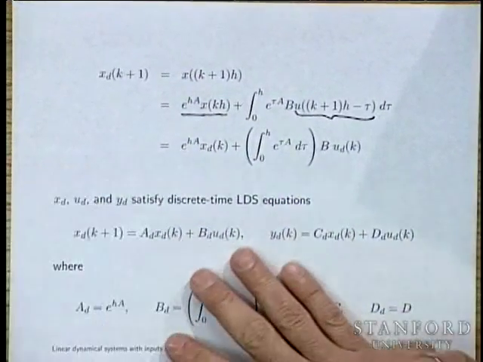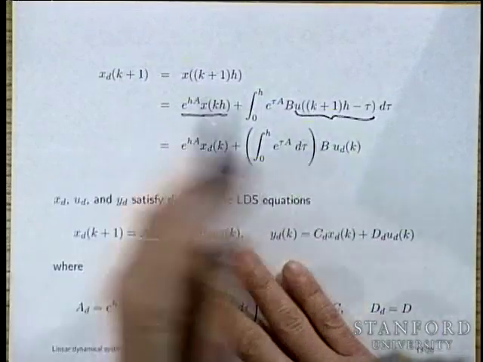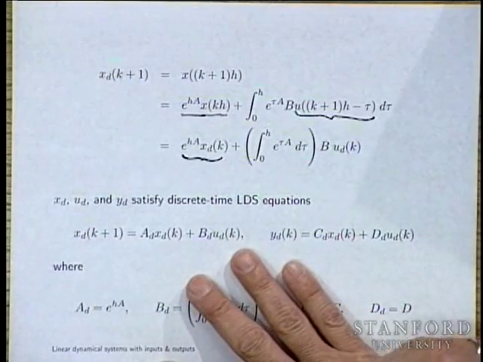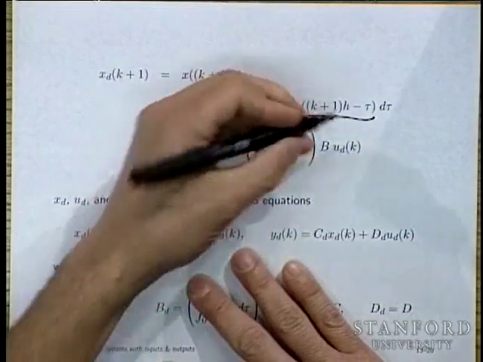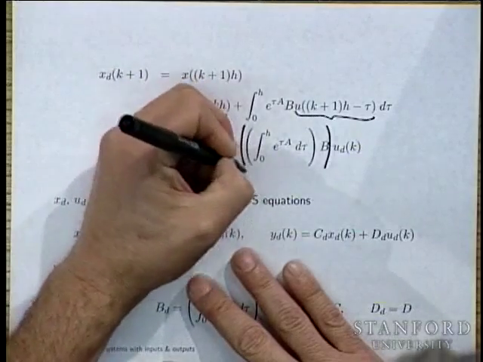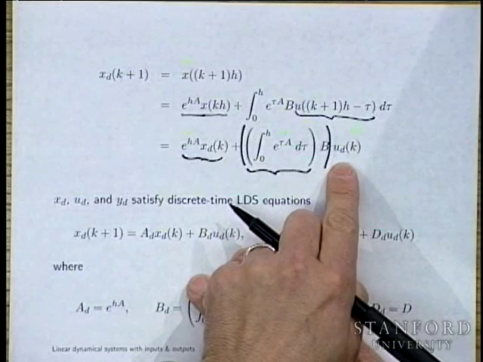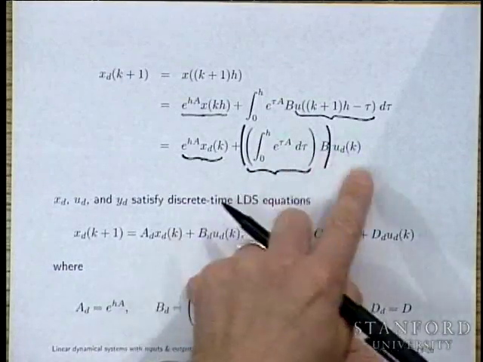I shouldn't say that. You don't get something like this. You get this. All right? So the terms make perfect sense. This is basically what the state would be if there were no input applied. This is complicated, but this thing here is a matrix, and it just multiplies the input, its constant value over that interval, and it's an update.